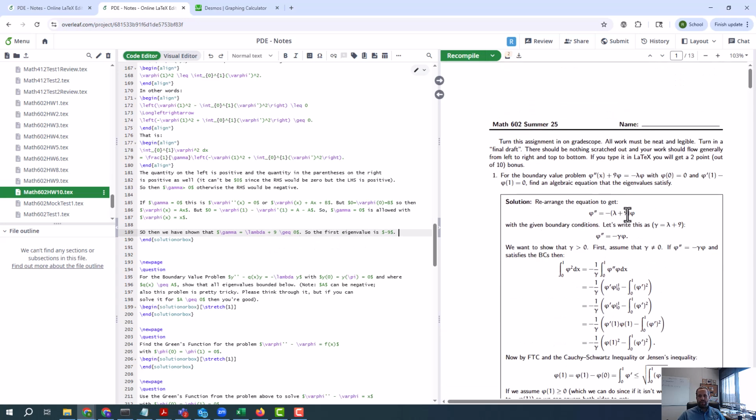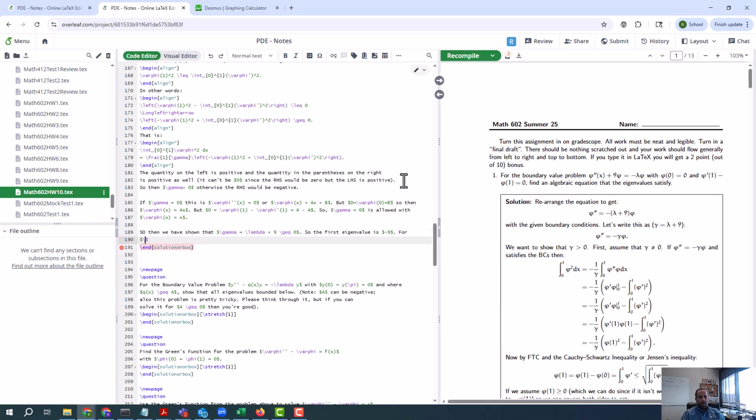Indeed, if we come up here and put in lambda equal to minus 9, this becomes phi double prime plus 9 phi is equal to minus 9 phi. So phi double prime plus 9 phi is equal to 9 phi. So phi double prime is equal to 0 with these boundary conditions, and we're going to get phi of x is equal to x. So you see how that works there.